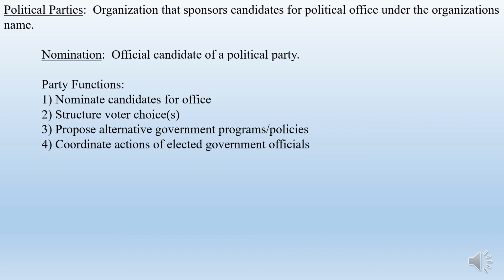All parties have a platform. All parties try to give their voters choices in order to get as many votes as possible. All parties propose alternative government programs and policies. When Barack Obama was president of the United States, the Republicans were always proposing alternative government policies and programs. And since Donald Trump has been president in 2016, 2017, the Democratic Party has done the same thing. So this is not something new. This is something that all political parties have done basically since the rise of the party system here in the late 1790s.